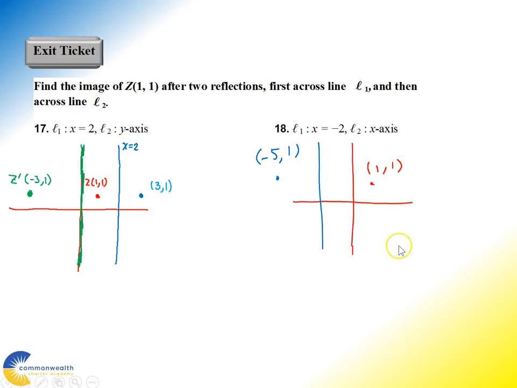And then L2 being the x-axis, well, the x-axis is a horizontal line, also given by the equation y equals 0. So this time I'm looking more above and below. Since the path that I have to draw between that reflected point I had before and its reflection across the x-axis has to be perpendicular to that line of reflection, it's going to be a vertical change in this case. As a result, since the point I had was 1 unit above the x-axis, I expect my image at Z prime to be 1 unit below. So the image of Z would be at (-5, -1).